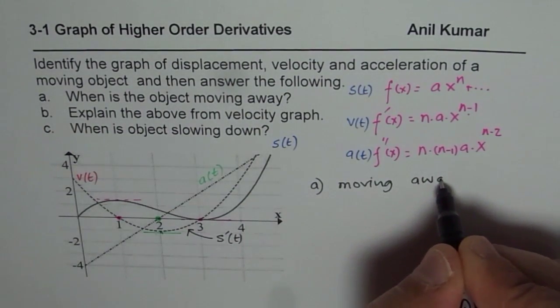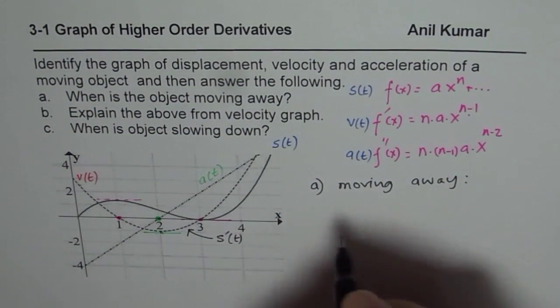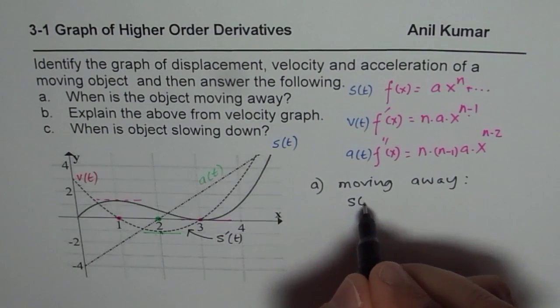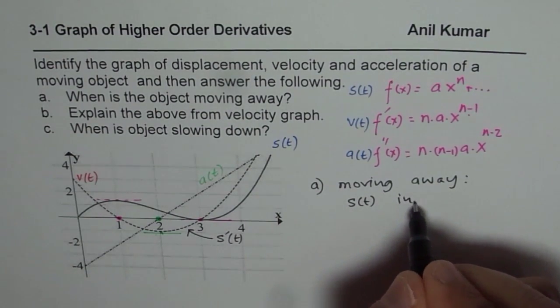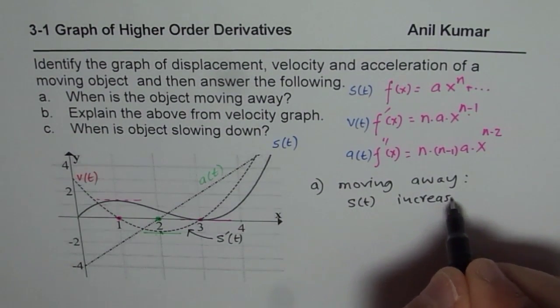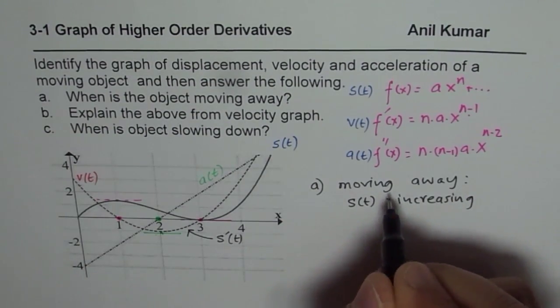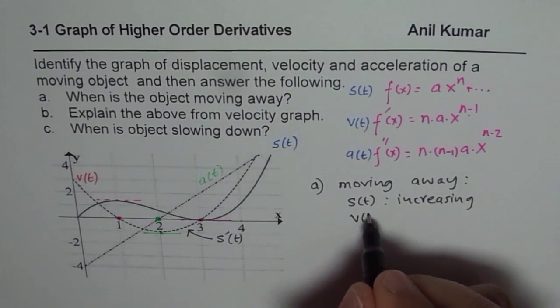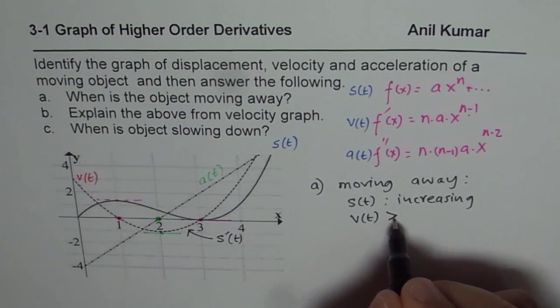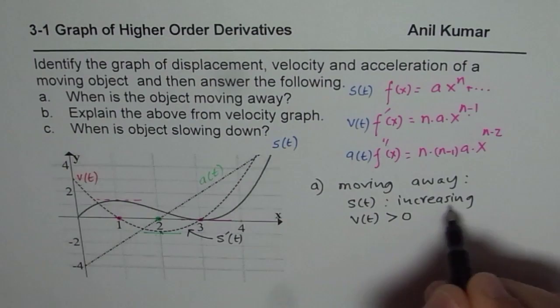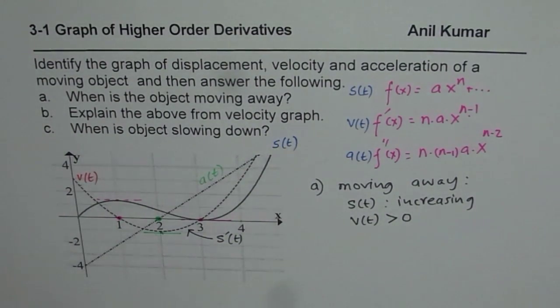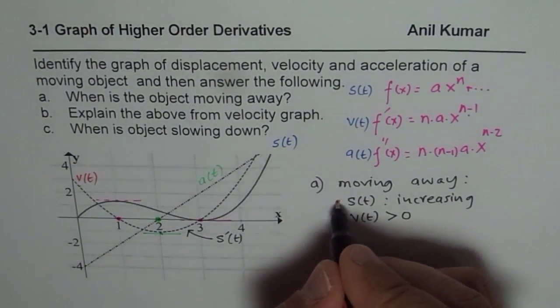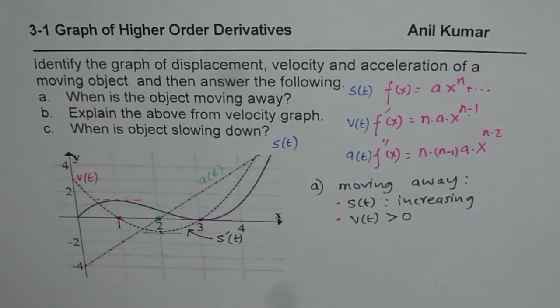Now this you could answer in two different ways. One, you could say, when is displacement increasing? Do you see that? If displacement is increasing, then the object is moving away. That is one way of looking at it. Second is, when is velocity positive, greater than 0? That is also moving away, right? So if we take going away one direction, then that direction will be when velocity is positive, right? So these are two conditions which we could look into.